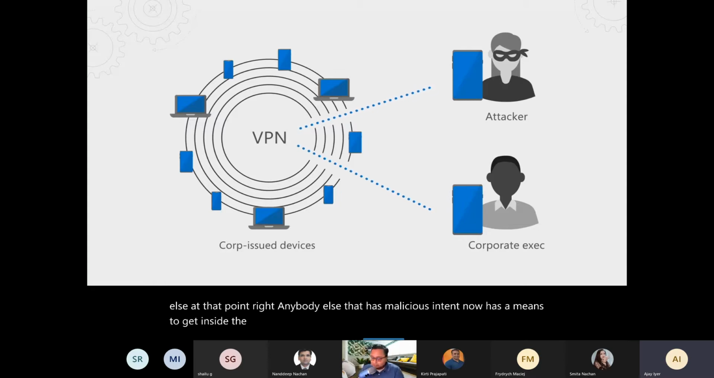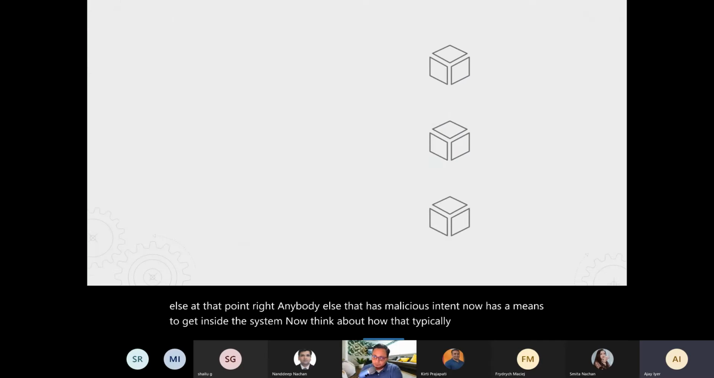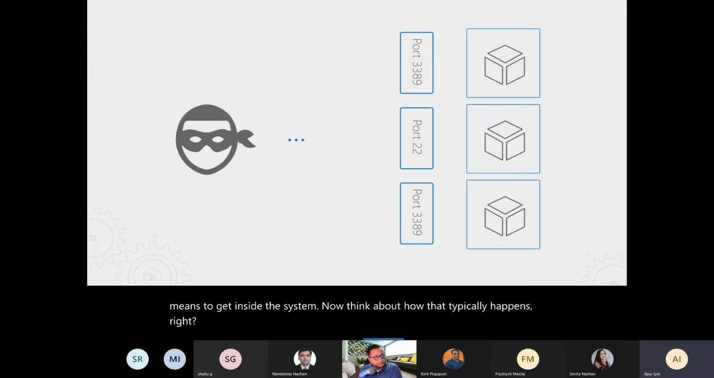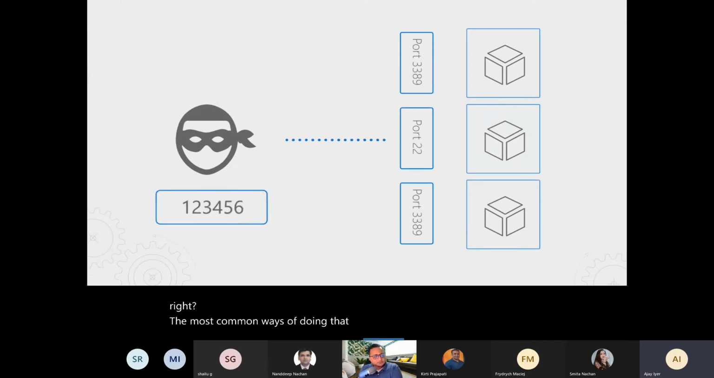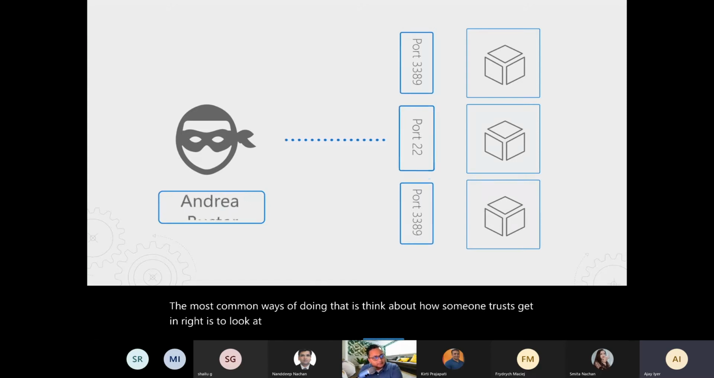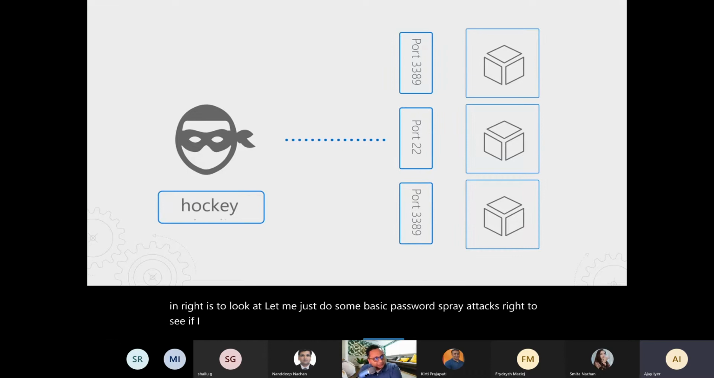Now, if you think about how that typically happens, the most common way someone tries to get in is to do some basic password spray attacks, to see if I can do some guessing of passwords and see if that gives me some way to get inside a privileged system, right? That's usually how things start.